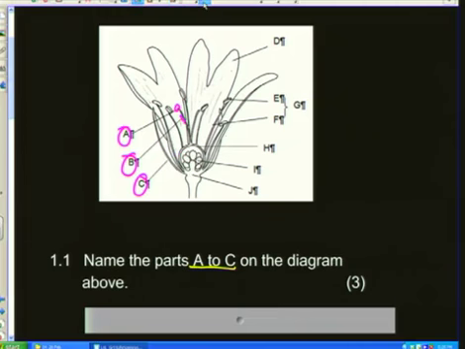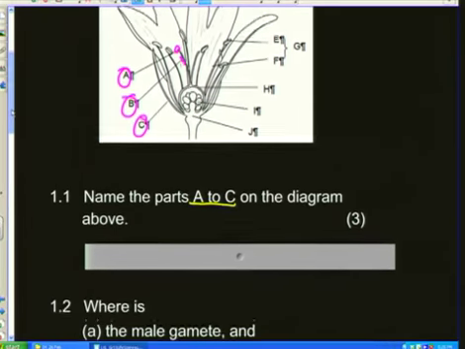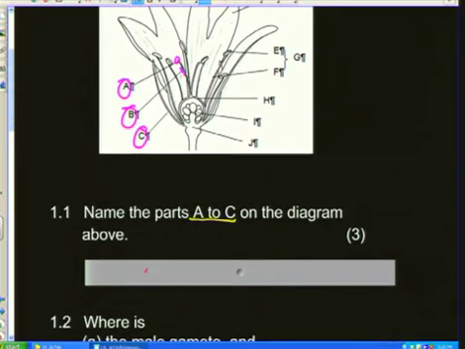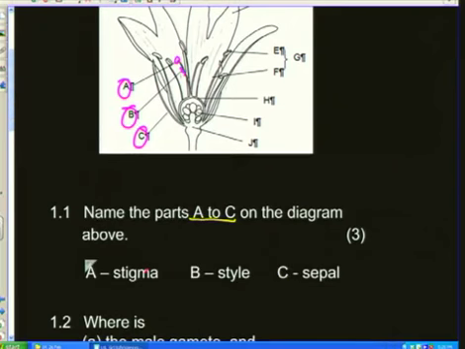Right? If we have a look at it, A is the top. It's the stigma, the style, and the sepal. Let's see. Stigma is the top part of the female, right? The style, there it is, the top part. The style is this long tube, right?